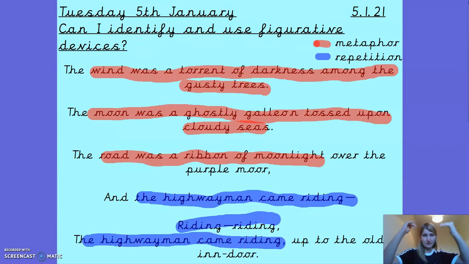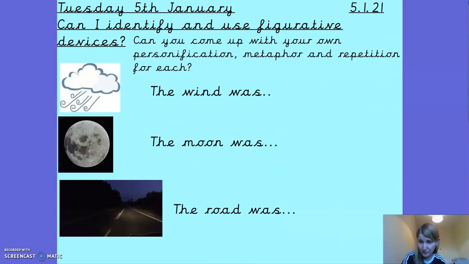If I flip back, Alfred Noyes gave us a line about the wind, a line about the moon, a line about the road. I wonder whether you could create your own using each one of those skills. So two choices: mild, you could do one using personification, one using metaphor, and one using repetition. So, one for each, the wind, the moon, the road. Or if you'd like to challenge yourself, you could have a go at coming up with personification, metaphor, and repetition for each.